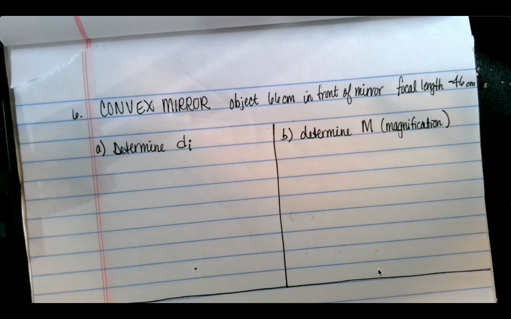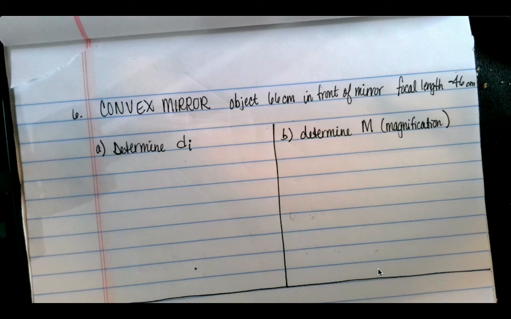Going to be working on example problem number 6 from your homework packet. This is just so that you have everything in front of you and you don't have to copy down this problem. So in the problem, we're told that there's a convex mirror that is reflecting light from an object that is 66 centimeters away from the vertex in front of the mirror. And we're told that the focal length of the convex mirror is specifically negative 46 centimeters.